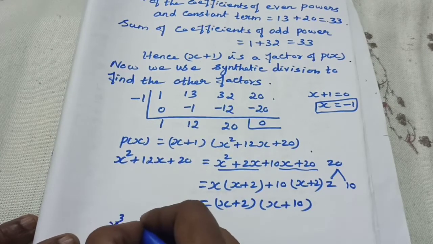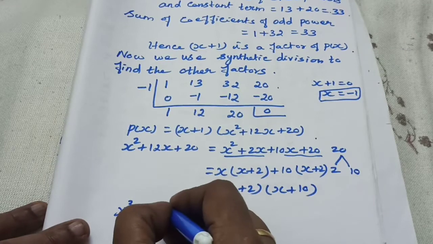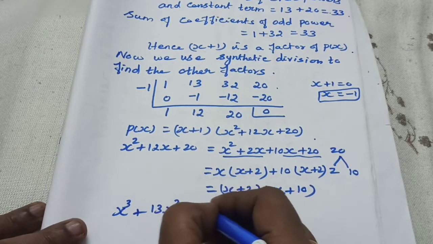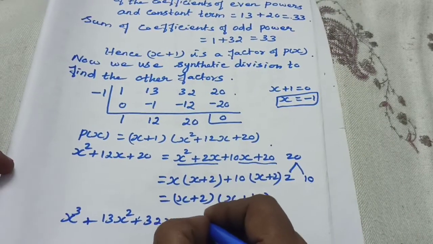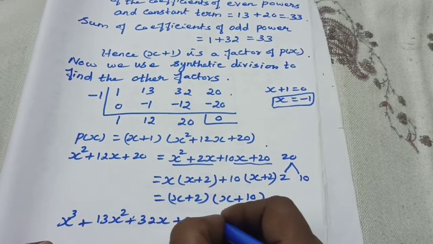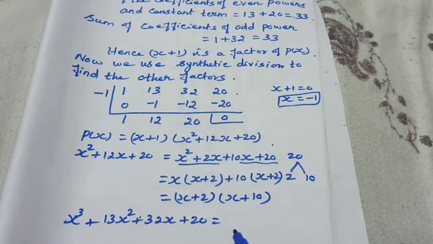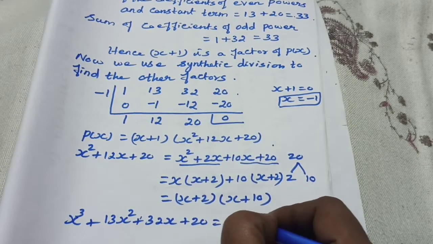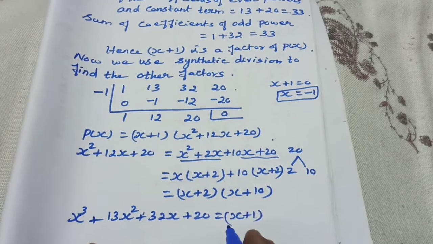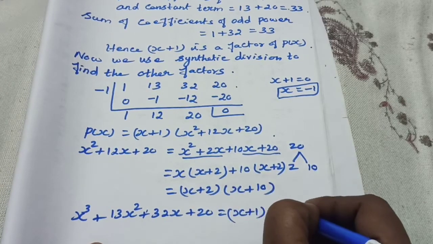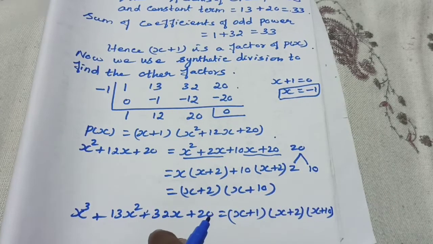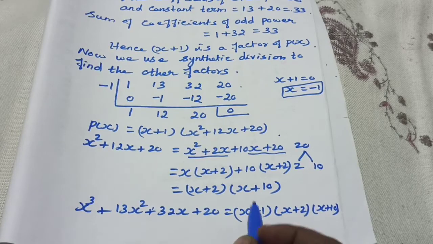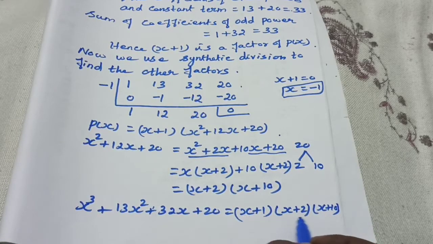x cube plus 13x square plus 32x. Okay. Then plus 20 is equal to... What are the factors? Already x plus 1, 1 factor. x plus 1 is 1 factor. Now here we got 2 factors. x plus 2 into then what? x plus 10. Like this. How many factors we got? 3 factors we got. Okay, if you multiply these 3, the same answer only you will get.